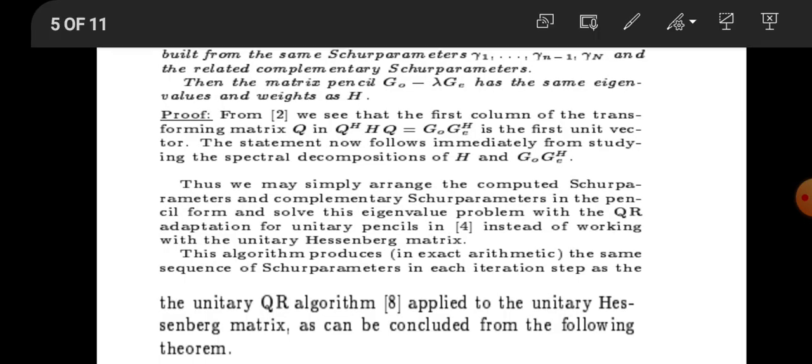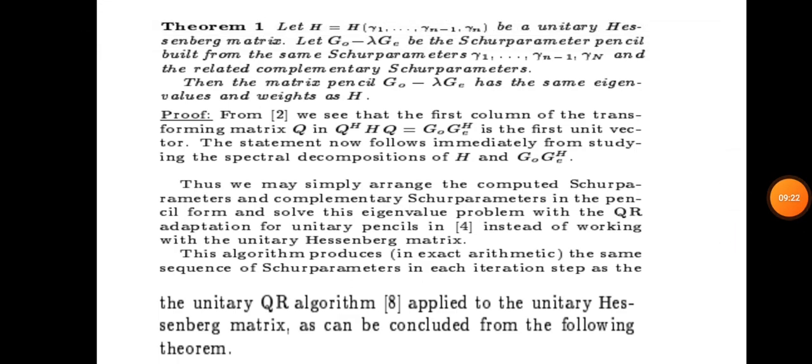So, this is theorem 1. Let's read it. Let H equal to H of gamma 1 to gamma n minus 1 comma r_n be the unitary Heisenberg matrix. Let G0 minus lambda G_e be the skew parameter pencil built from the same skew parameters gamma 1 to gamma n minus 1, gamma n and the related complementary skew parameters. Then the matrix pencil G0 minus lambda G_e has the same eigenvalues as H. You can look into the proof given below.